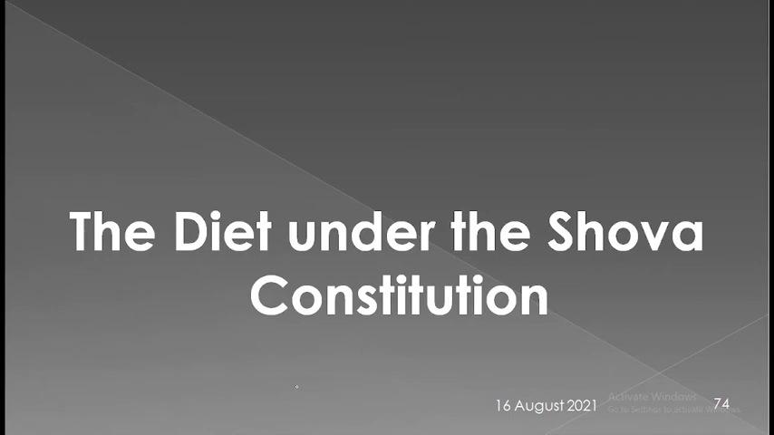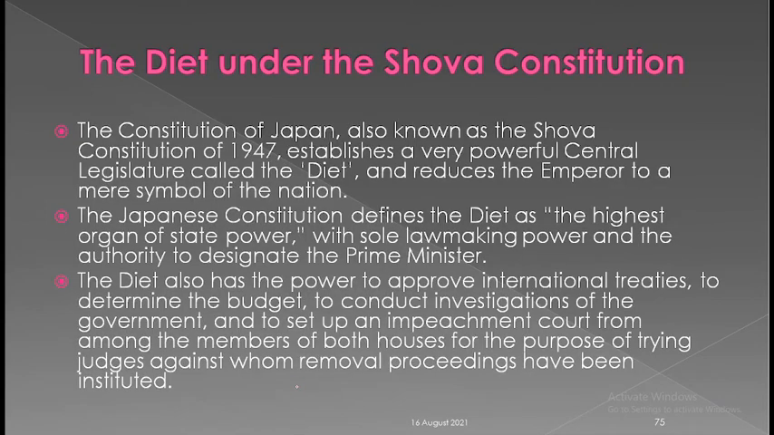Now, let's come to the Diet under the Showa Constitution. The Diet under the Showa Constitution, also known as the Constitution of 1947, establishes a very powerful central legislature called the Diet. And the Constitution also reduces the Emperor to a mere symbol of the nation. The Japanese Constitution defines the Diet as the highest organ of the state power with the sole law-making power and the authority to designate the Prime Minister. Earlier the Prime Minister was appointed by the Emperor, but now the Diet itself elects the Prime Minister.